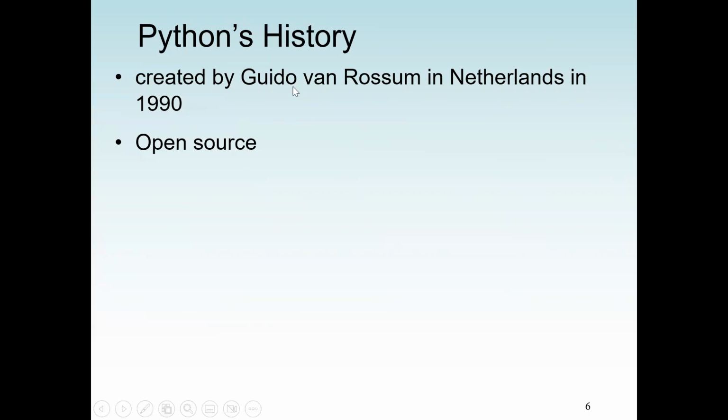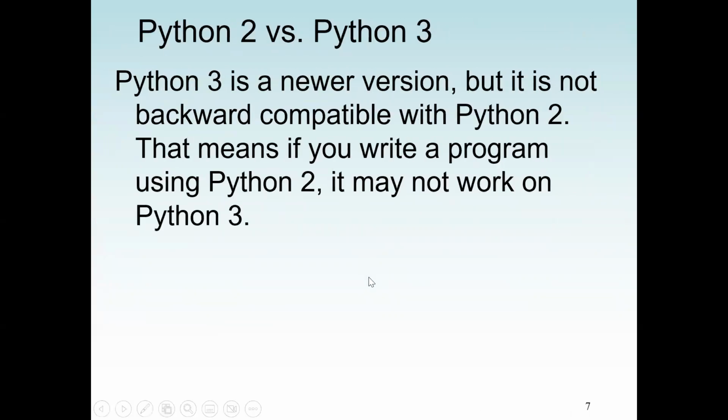So Python history. Python was created in 1990 by Guido van Rossum. It's an open source program, which means, again, it's almost free. We have access to it for free. And there's Python 2, but now we are in Python 3. So Python 3 is the newer version, and that's what we are going to use in this class.